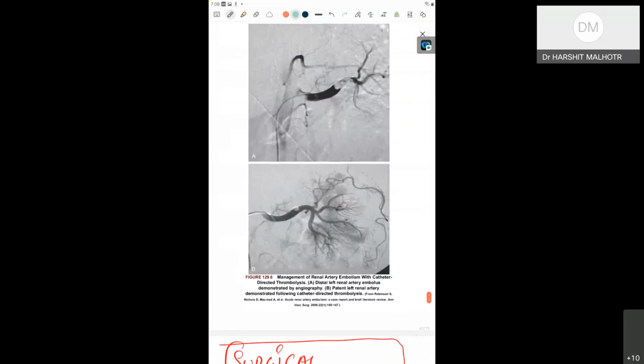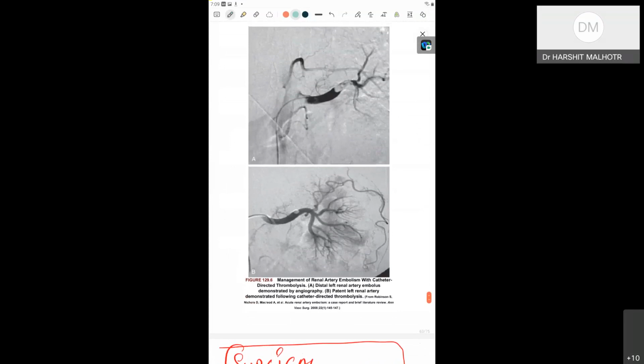In this case, a renal artery embolism is seen as a typical lesion after selectively cannulating the renal artery. Typically it is seen in the distal branches, though in this case it is the main renal artery that is involved, extending into the segmental arteries. The distal left renal artery embolus was demonstrated initially, and then catheter-directed thrombolysis, CDT, was done. Following the CDT, post-CDT angiography demonstrated almost complete recovery, almost complete enhancement after giving dye.